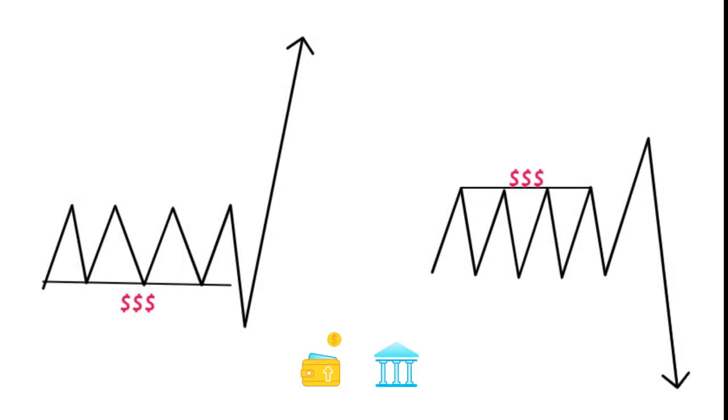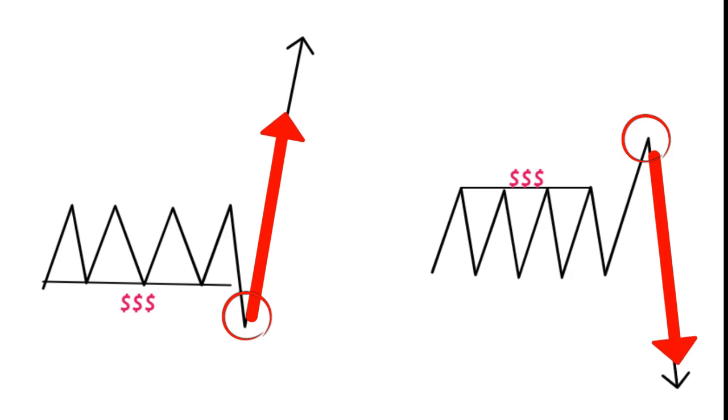Large players intentionally move price into areas where stops are clustered, where breakout entries are stacked, and where most participants feel confident. Once those orders are filled, price is free to move with real intent.